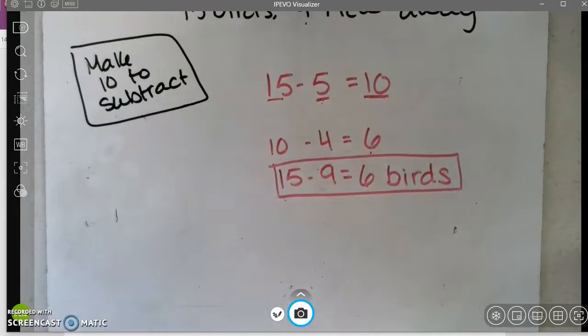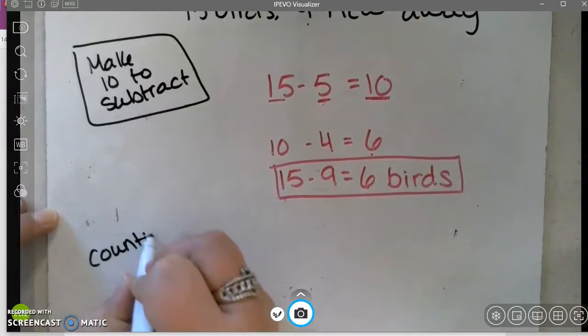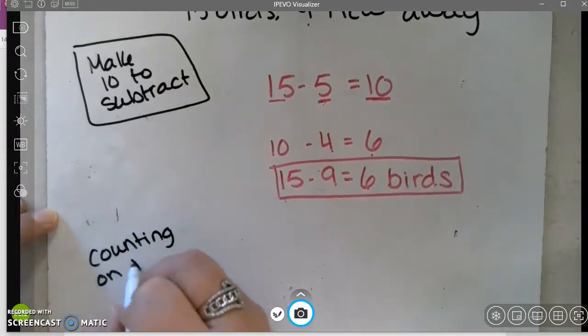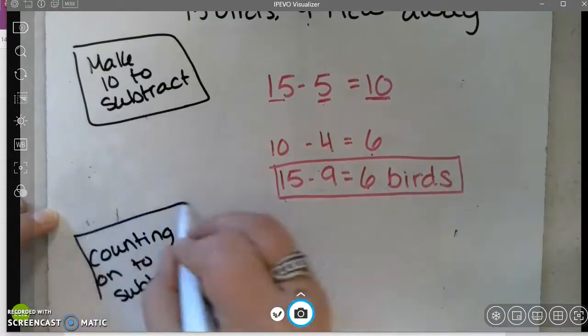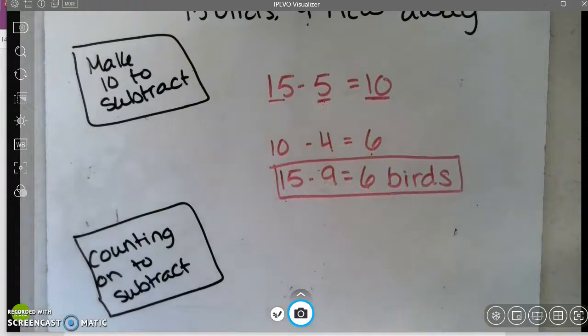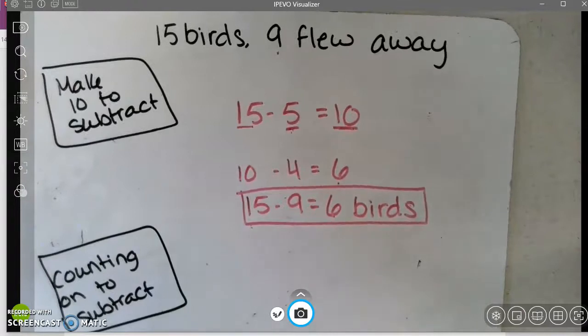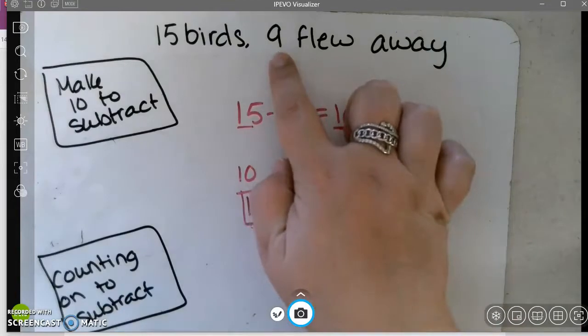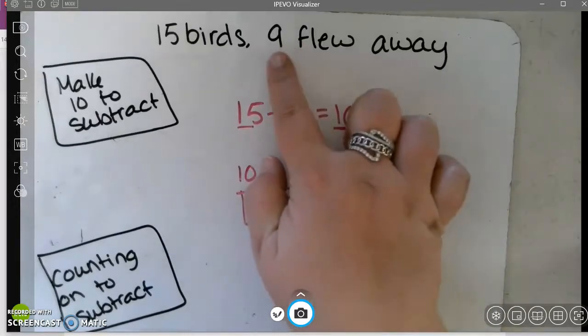Another strategy that we learned the last time was counting on to subtract. Okay. So for counting on to subtract, I'm going to show you my hands, okay? Remember, when we're talking about subtraction and we want to count on, we start with the lower number, which is opposite of what we just learned when we were talking about addition. And I know that it's confusing. But the lower number is the one that we start with.